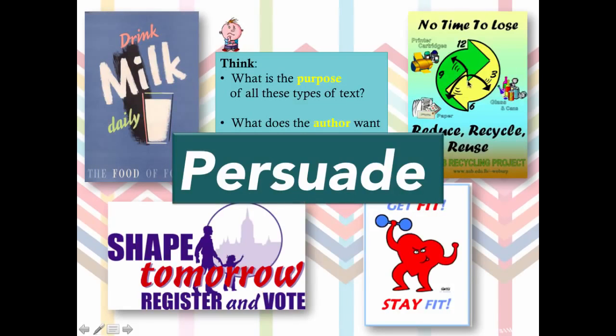Here they're trying to persuade or convince us to recycle. Here they're trying to persuade or encourage us to get fit. Here they're trying to convince us to register to vote. And here we're being encouraged to drink milk. So these are all persuasive type text. Usually we'll see these in the form of advertisements.